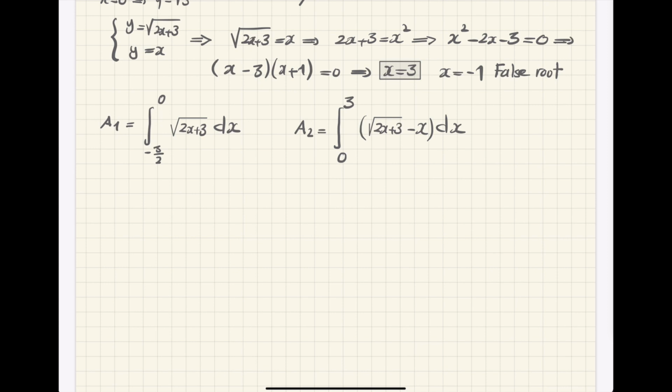Let me ask you something. If I ask you, can you find a primitive function for x to the 2? Yes, you can immediately tell me it's x to the 3 divided by 3. If I ask you the same question for x plus 1 to the 3, what would be your answer? Sorry, x plus 1 to the 2. What would be your answer? How do you calculate a primitive function for this?